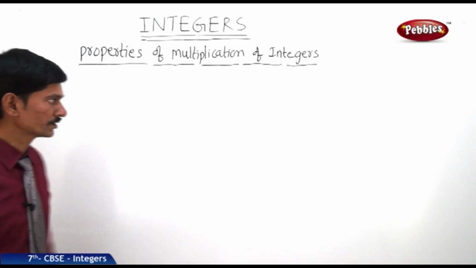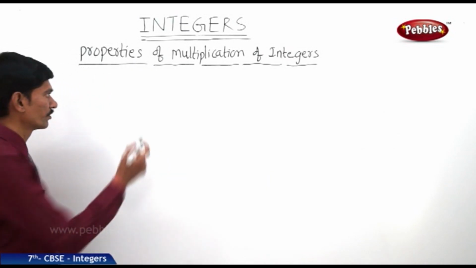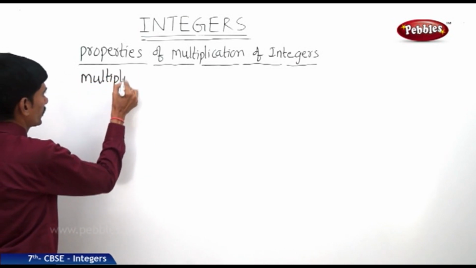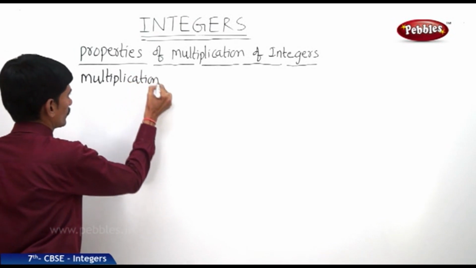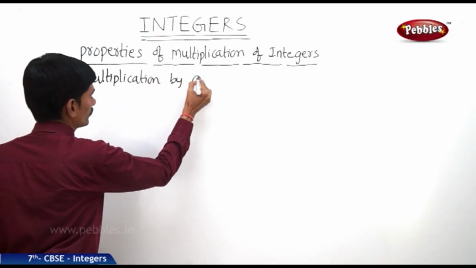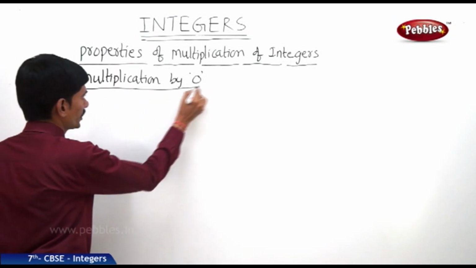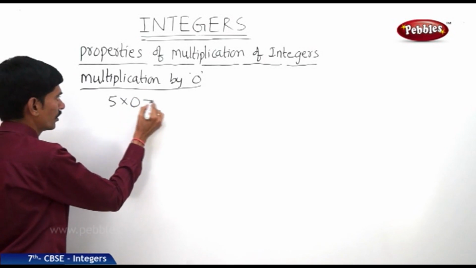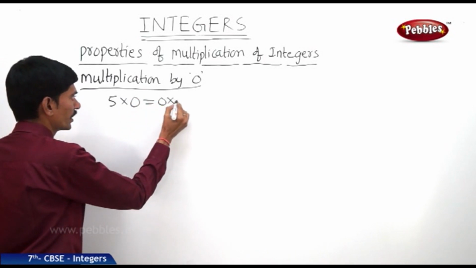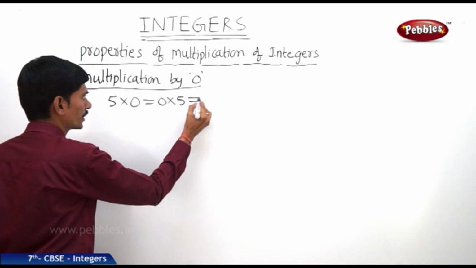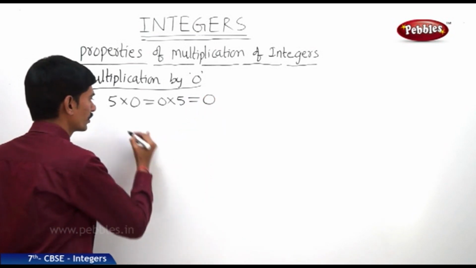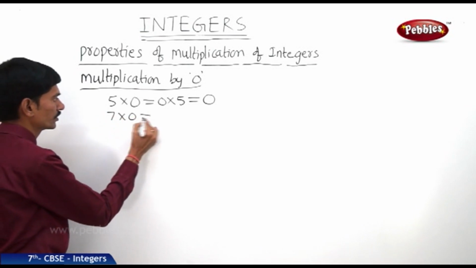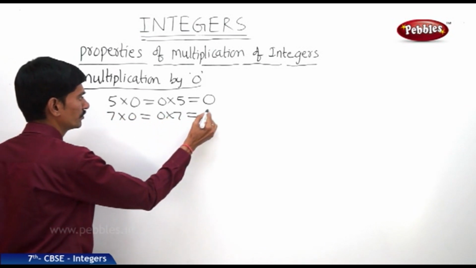Now let us see the next property, that is multiplication by 0. If you take any whole number like 5 and multiply it by 0, or 0 is multiplied by any whole number like 5, then we will get the product as 0. If you take 7 into 0 equals 0 into 7 equals 0.